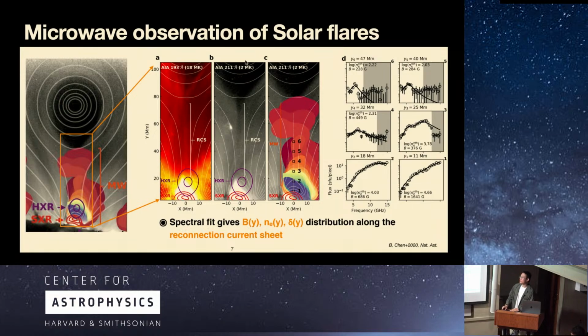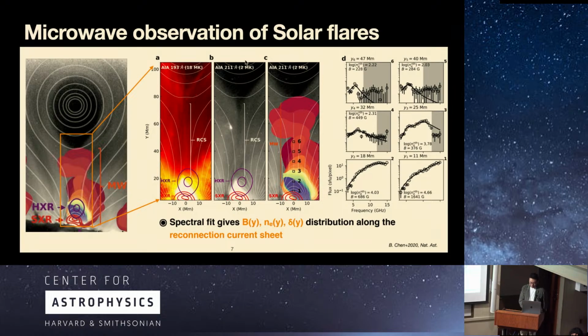The good thing about imaging spectroscopy is that you can get a spatially resolved distribution of each parameter, including the magnetic field strength, the non-thermal electron density, and the energy distribution parameters like the power law index or something like that. So basically, if we look at panel C, we can see that there are 6 spectra fitted at those 6 points. So for each point, we can get those parameters.